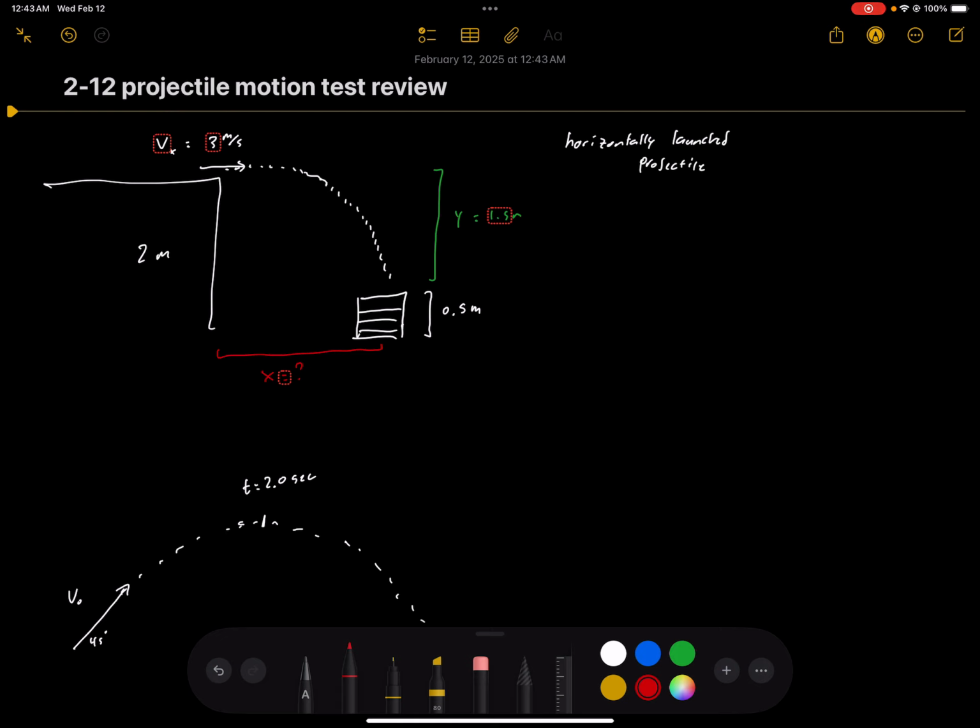Now, the way you want to figure out the amount of time that it falls, there is a shortcut that we can use. If we know that the vertical velocity starts off at 0, then we can use something called the free fall equation. This little shortcut, you can just use the square root of 2y over g, where y is the amount of distance that it falls.